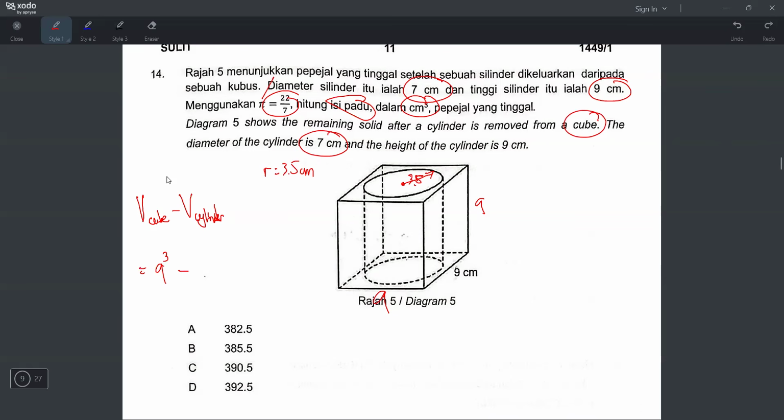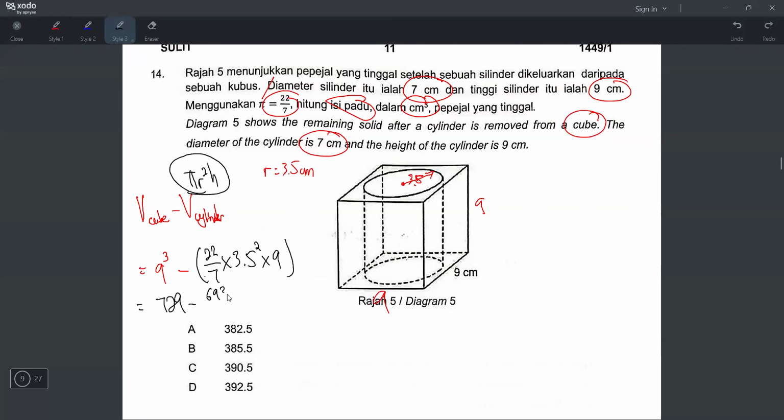Minus the volume of cylinder. The formula for volume of cylinder is pi r square h. Ataupun dalam bahasa Melayu, pi j kuasa 2t. It means you take pi r square h lah. Okay, pi they already want you to use 22/7. Radius, I found just now for the cylinder is 3.5 square times with the height of cylinder, which is 9. So now I'm going to press this and I'll get the answer. 9 power 3, 729. 22/7 times 3.5 square times 9. My calculator gives me 693 over 2.